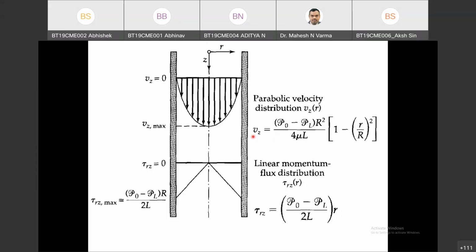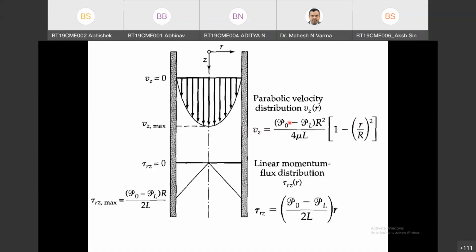So you can get average velocity. Average velocity multiplied by cross-sectional area, you will get a volumetric flow rate. Volumetric flow rate multiplied by density, you will get a mass flow rate. Maximum velocity you can get at the center. Just put r equals to 0, you will get a maximum velocity.